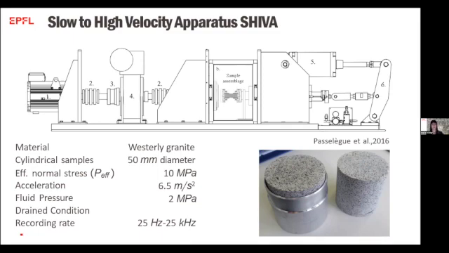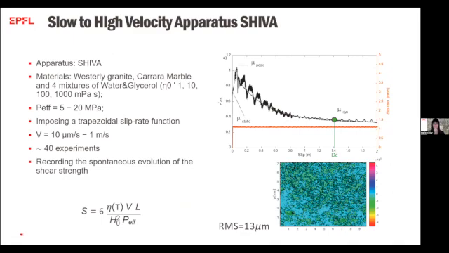The pore pressure was kept constant at 2 megapascal, and we run the test under drained condition, meaning that the pore fluid pressure cannot increase a lot during experiments, and we have pistons, so a pore fluid pump that regulates the pressure if we have overpressurization. During the experiment, the recording rate was about 25 kilohertz, meaning that we had 25,000 points per second in terms of data.